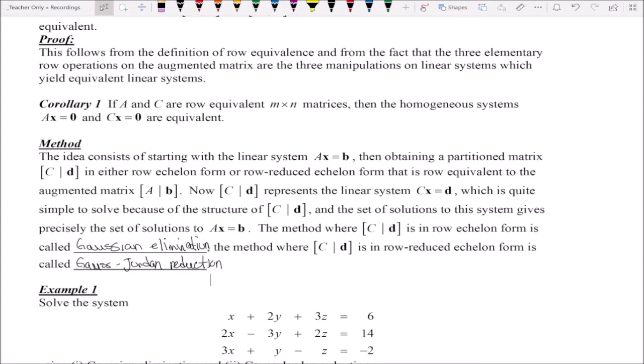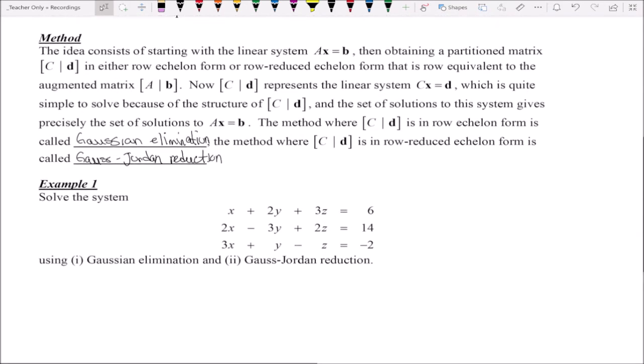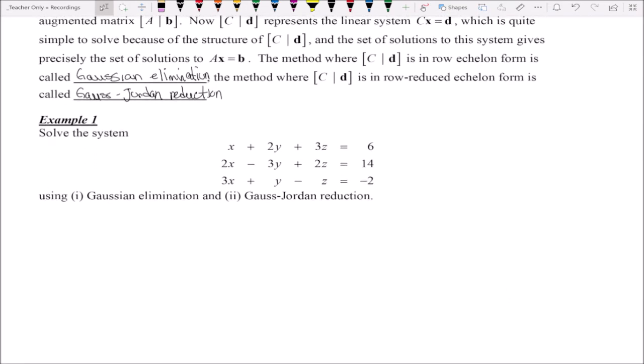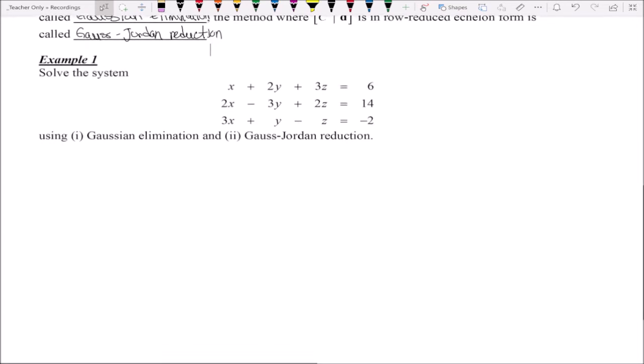Okay, so apparently I do not know my own examples. I had misspoken. Actually, we're going to solve the system using both methods. We'll start with Gaussian elimination and then proceed on to Gauss-Jordan.